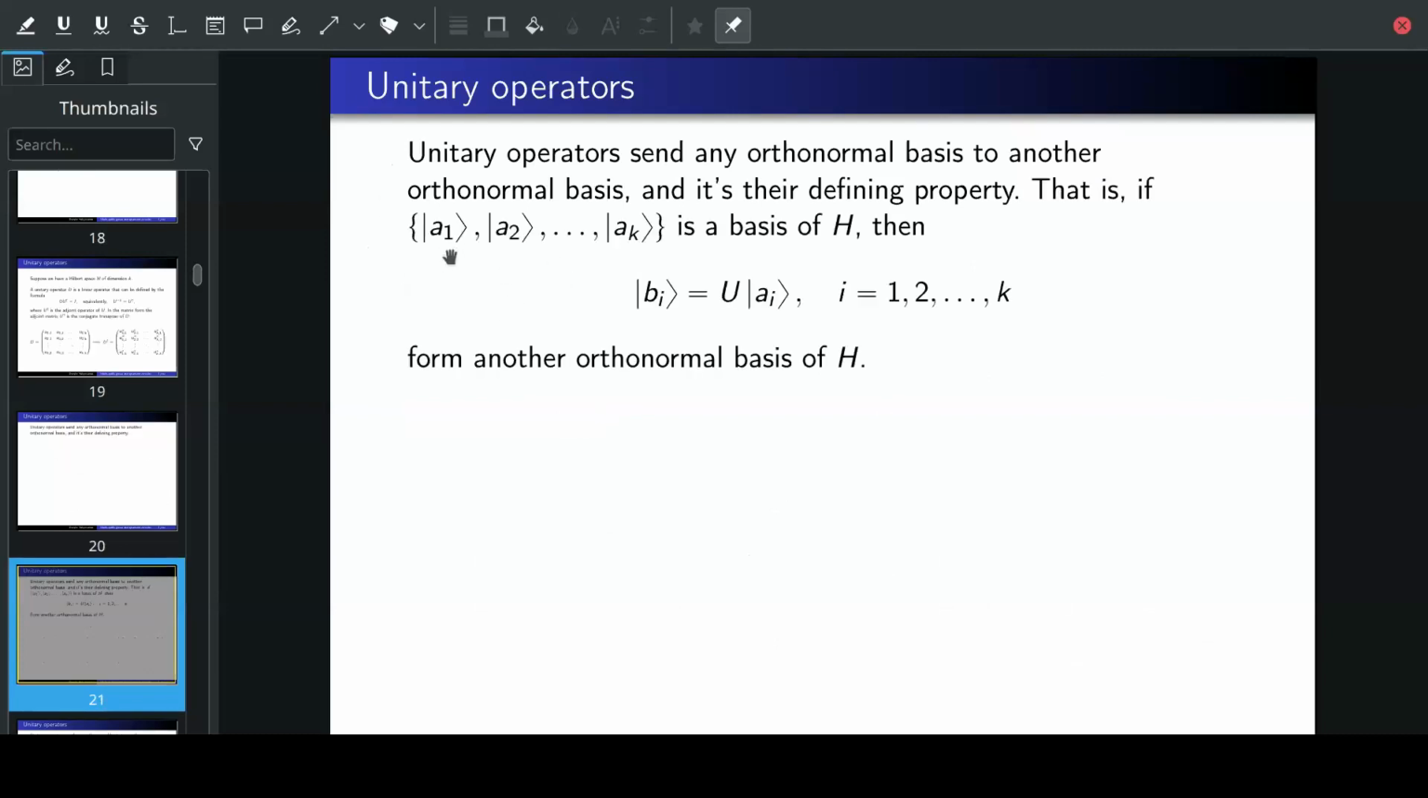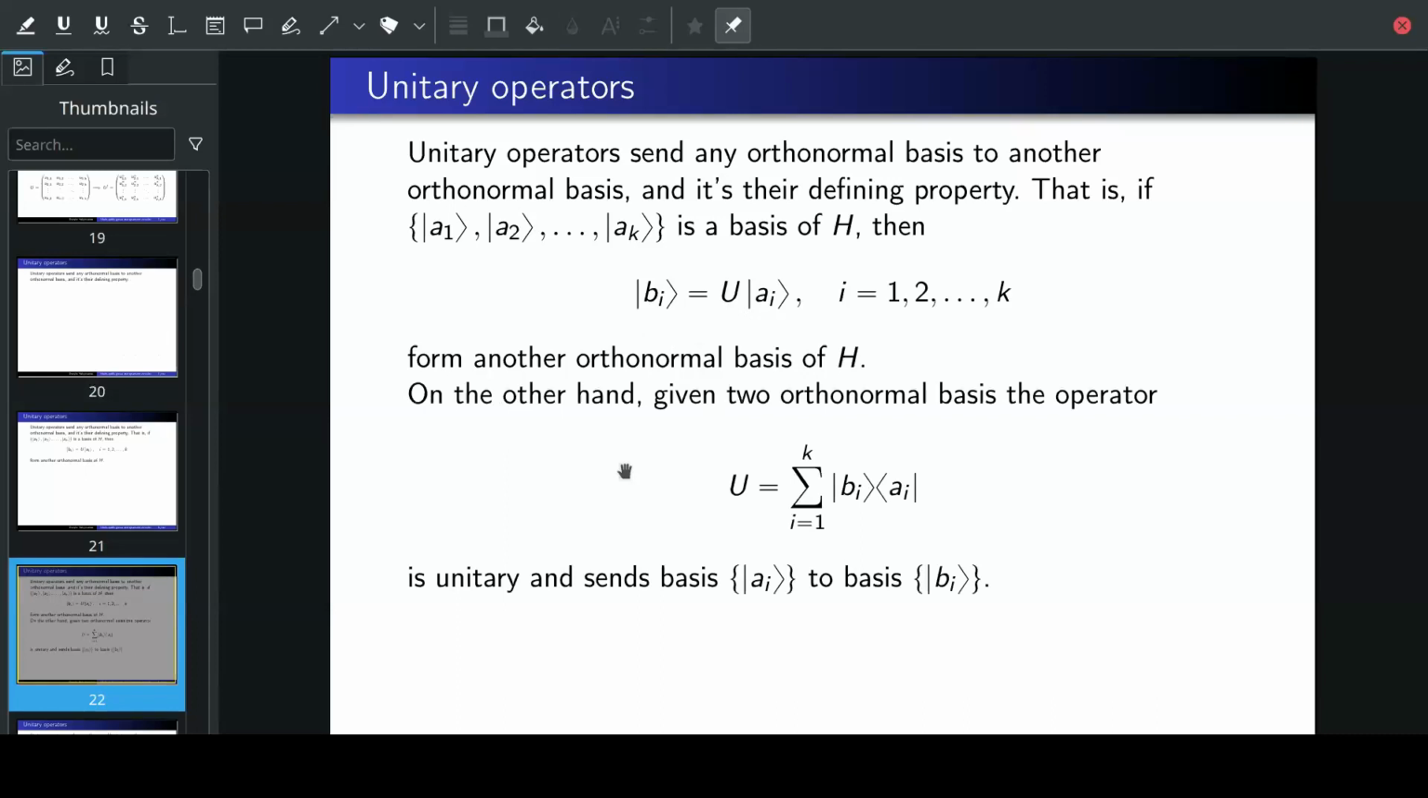So if A1 and so on is some basis of our space H, then the images of these elements under the operator U form some other orthonormal basis of H. And on the other hand, if we have two orthonormal bases A and B, then we can define an operator by this formula, and it will necessarily be unitary, and it will send the basis A to the basis B.